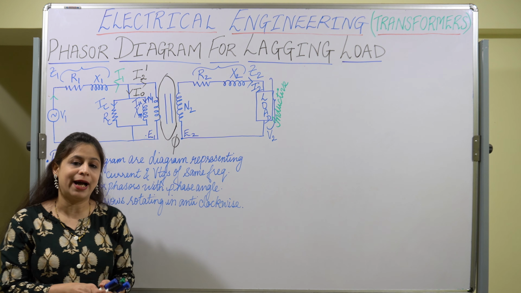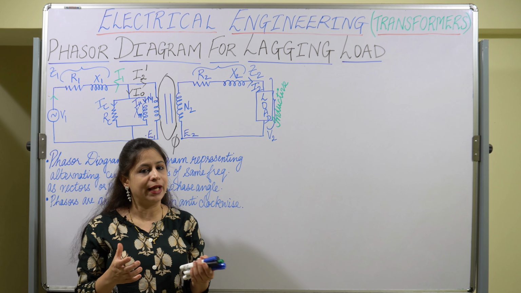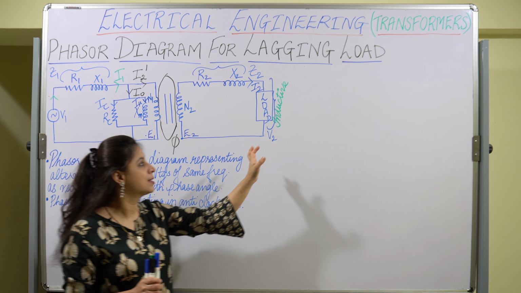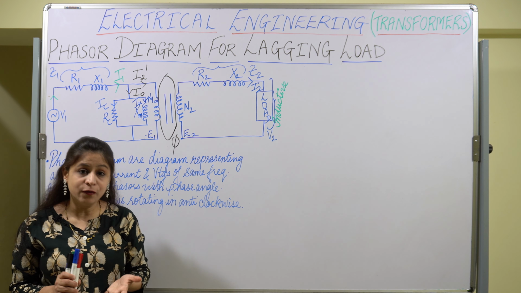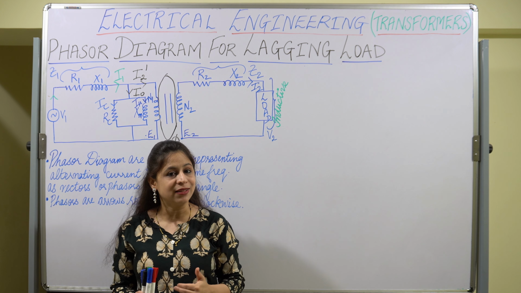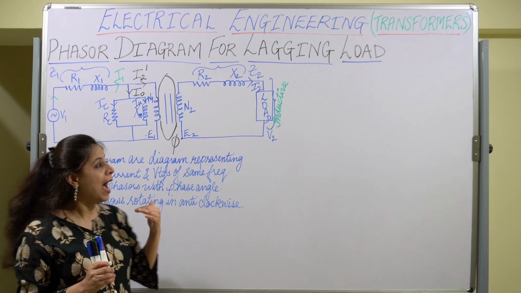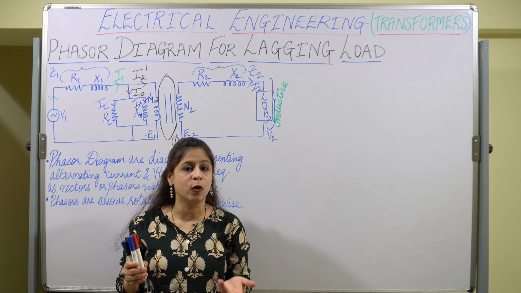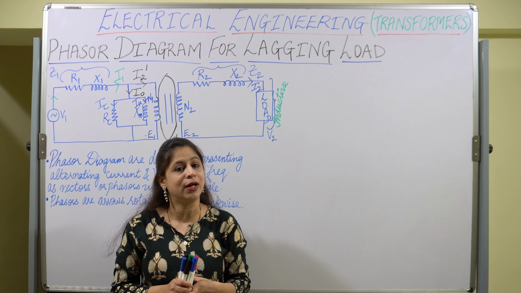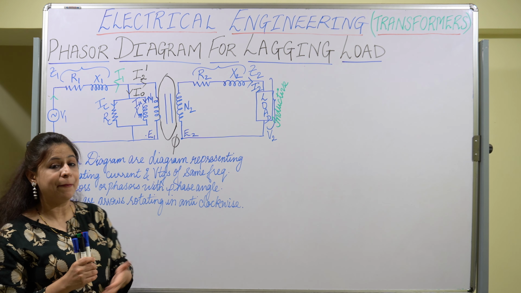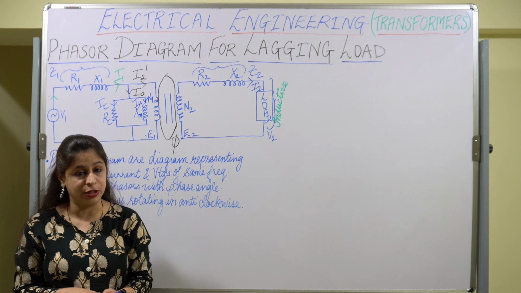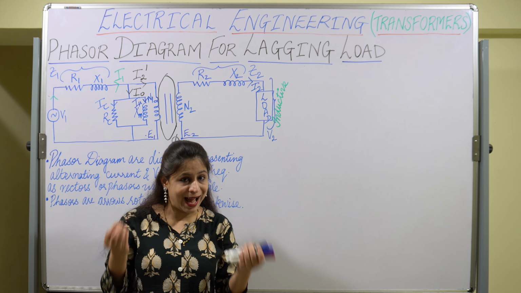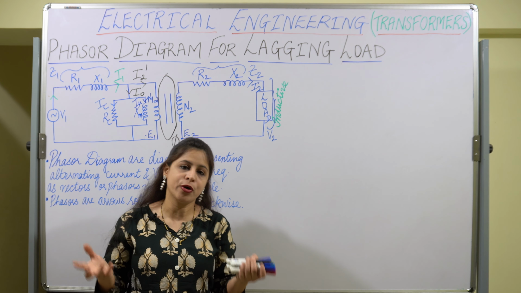We already know that if the load is resistive, then the voltages and currents are in phase with each other. But if the load is lagging, if the load is an inductive load, then the current will lag the voltage by 90 degrees, and it can lag by some angle phi also, any angle other than 90. If the load is capacitive, the current leads the voltage either by 90 degrees, or by some angle phi, theta, alpha, whatever you are taking.